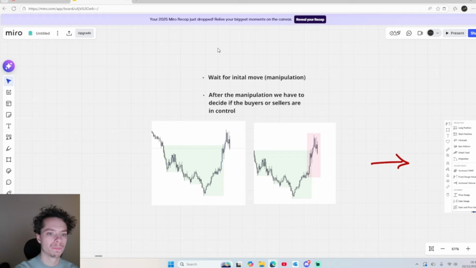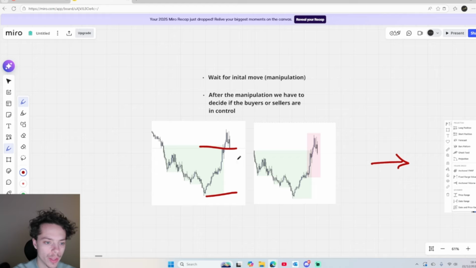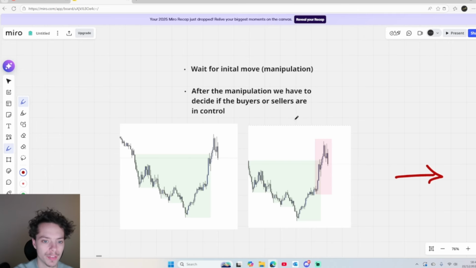The first thing you want to do is wait for the manipulation. So the manipulation is going to be the initial move, so this move up here. And you want to be careful. Don't get in too early. This is where everyone goes wrong. And especially, this is a tip, do not get in before the Asia high or the Asia low is swept. If you're getting in before the Asia high or low is swept, you're just asking to be liquidated. So that is step one, you wait for the initial move, okay?